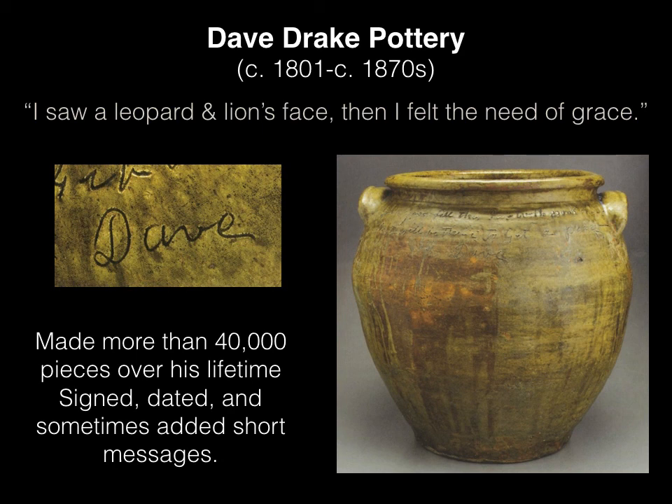So David Drake made these large functional vessels, and he would, on occasion, inscribe them. We know that he made about 40,000 pieces over his lifetime, which are signed and dated, and sometimes even include short messages, poems, and other little musings. So in a sense, he's not only our first known named ceramicist, he's also a person who has a kind of poetic legacy that gives us insight into what he was thinking.